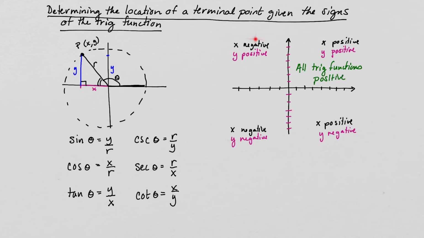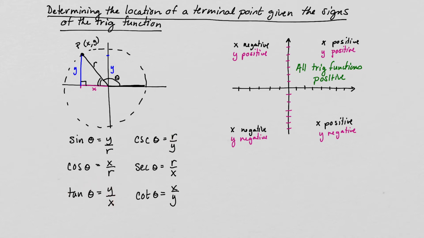If we look in the second quadrant here, x is negative, but y is positive. So what that means is the trig functions that would end up being positive, right? If we look, y is positive, so sine's going to be positive. X is negative, so this is going to be negative. X and y is positive, but x is negative, so this is going to be negative.